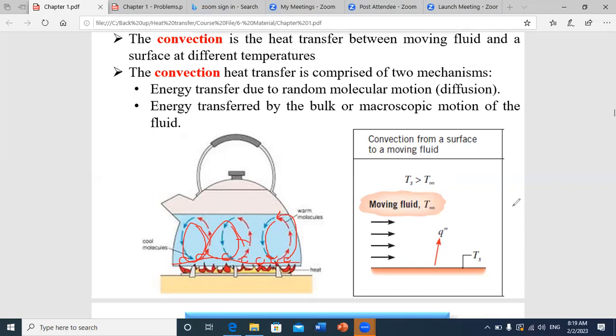What do we mean by this bulk motion? Let's say you have a surface that is at high temperature and you want to cool it. One good strategy to cool it is to pass over this surface a fluid at high velocity. So I can, let's say, flow over this surface. This moving fluid, we call it bulk motion because it will move at a certain velocity over the surface.